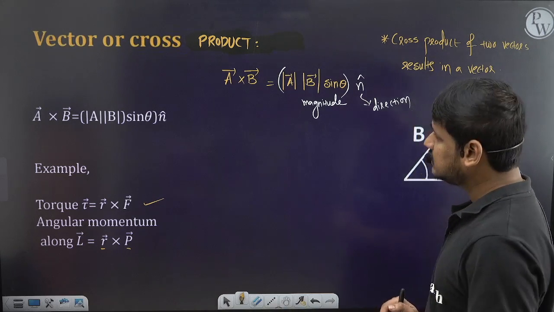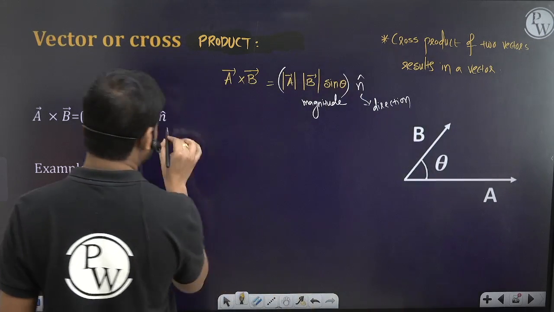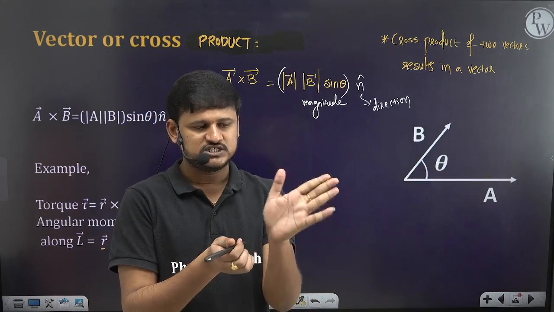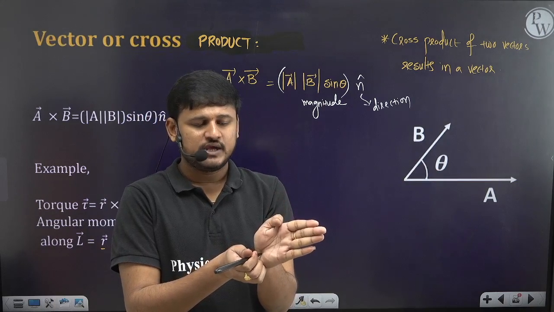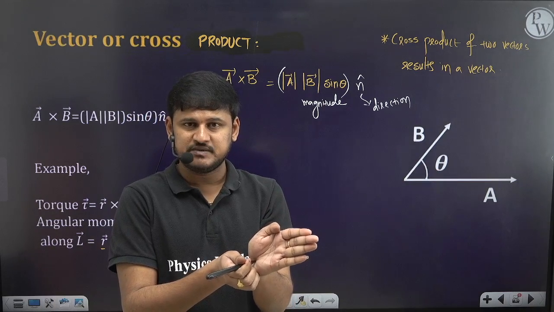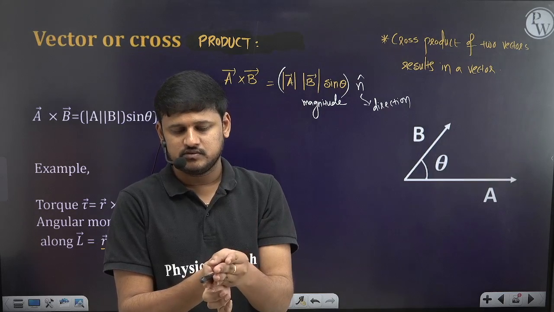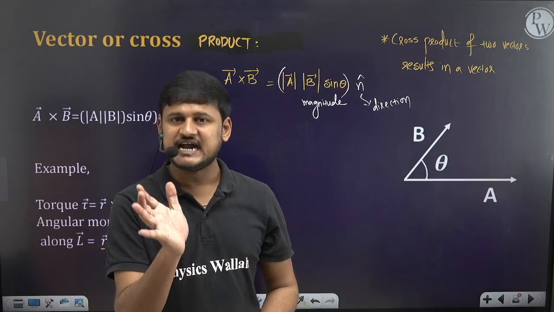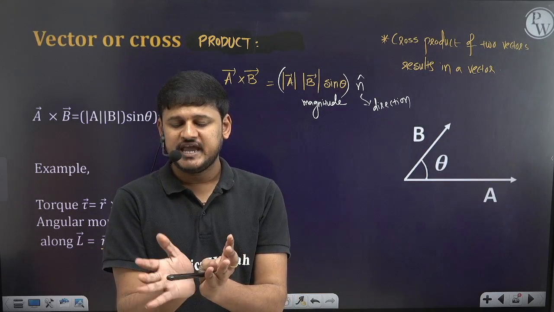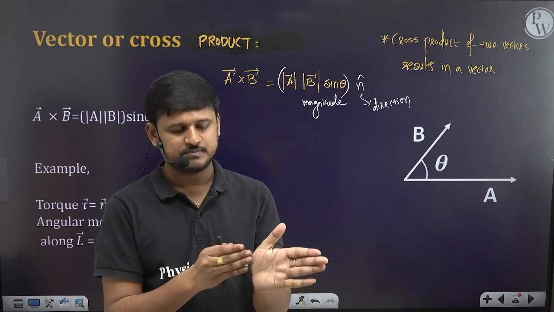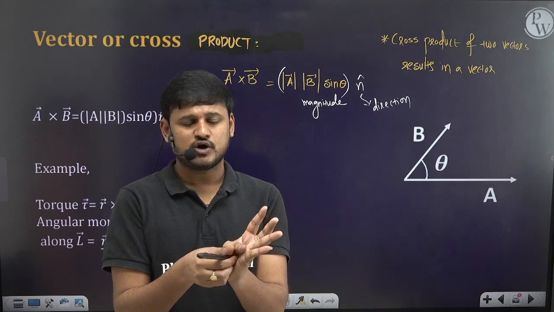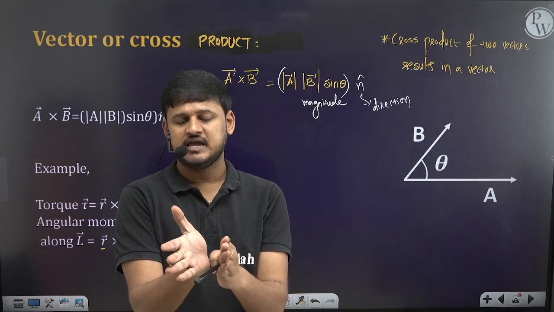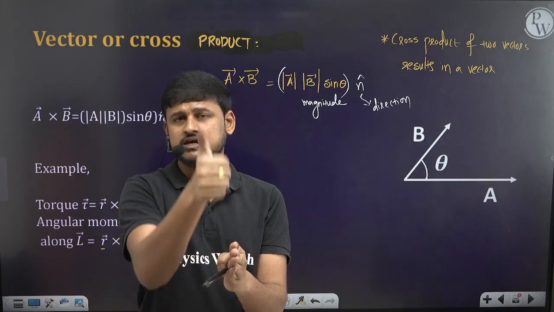So first thing, consider these are the two vectors. This is one vector and this is one vector. Now A cross B means, to find the direction, you just use the right hand thumb rule. What is the right hand thumb rule? A to B, curl your fingers. This is the B vector, this is the A vector. Then the thumb gives the direction.